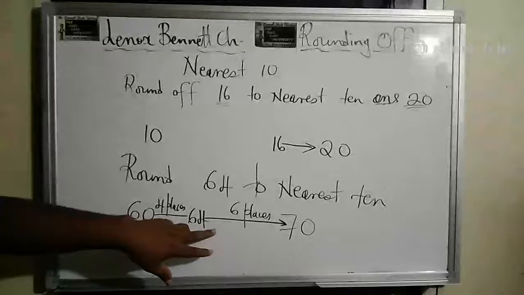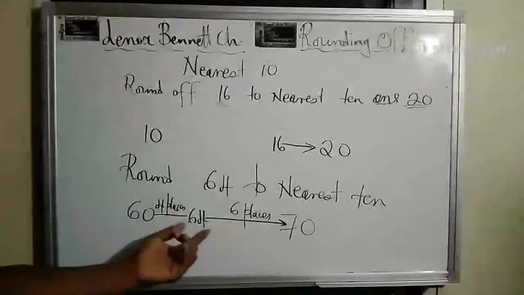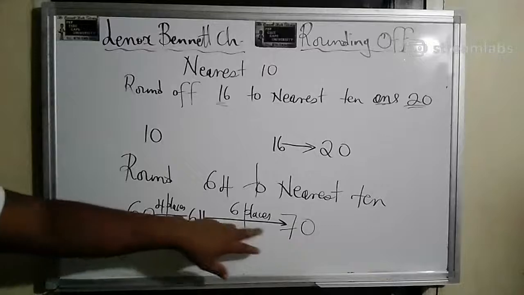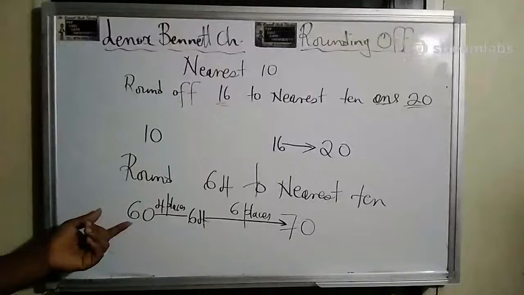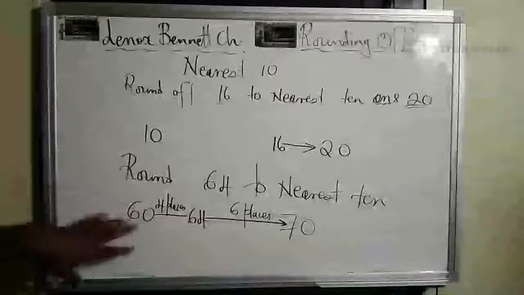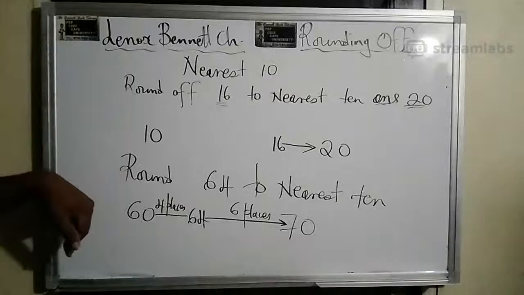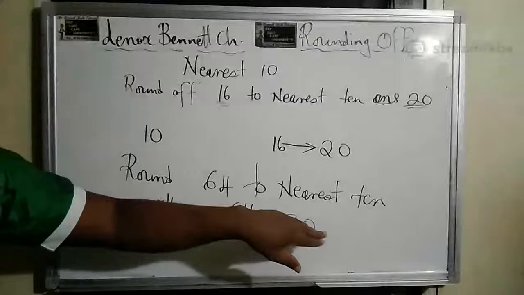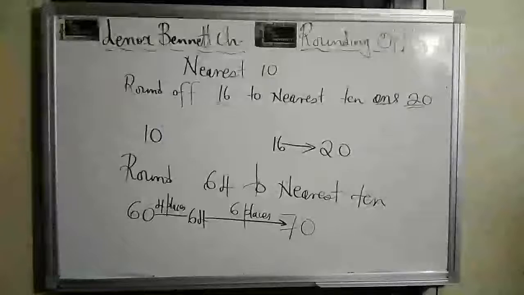Basically, 64 physically is closer to 60 than it is to 70, because to get to 70 you would have to move 6 places, while to get to 60 you would have to move 4 places. So that is one of the rules. When we're rounding and the number is 4 or less, we round down. When it is 5 or up, we round up. That's just a general rule that we can look at.